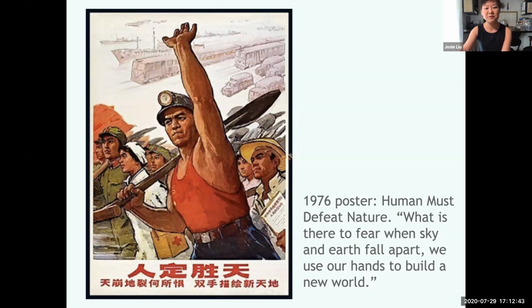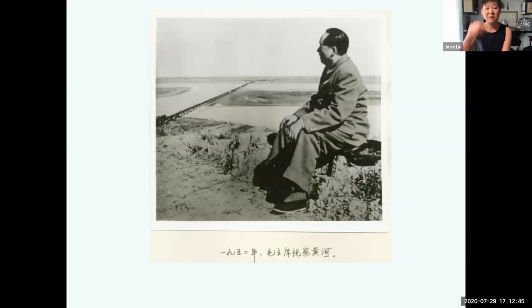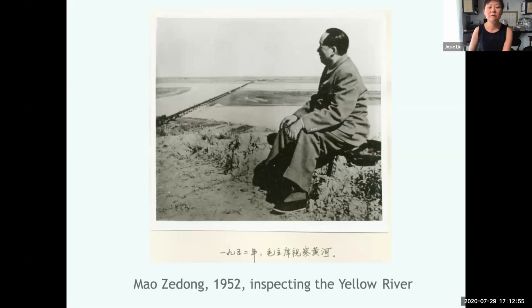And Mao Zedong himself is a big champion of this mindset. Basically, we can do everything and anything, and we can do what we want. And so this is a picture of him in 1952 visiting the Yellow River.